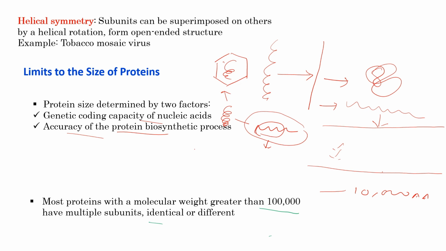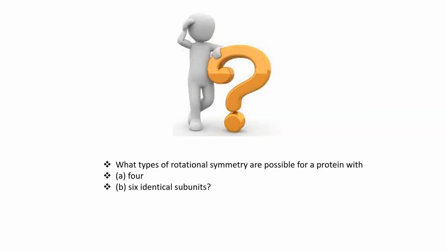Now, one question from my end for you all: what types of rotational symmetry are possible for a protein with 4 and 6 identical subunits? Do let me know in the comment section.